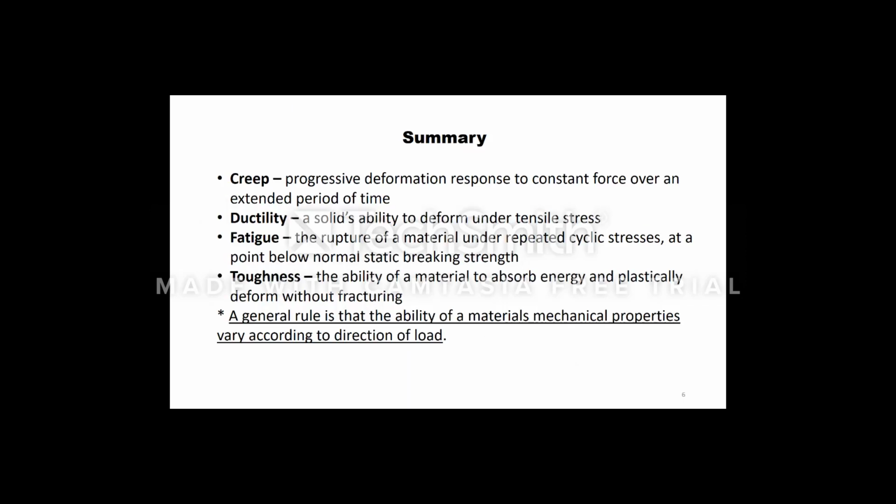So, on the next slide, I've decided to sum everything up for you. So once again, creep is defined as the progressive deformation response to constant force over an extended period of time. A material's ductility is defined as a solid's ability to deform under tensile stress. Fatigue is defined as the rupture of a material under repeated cyclic stresses at a point below the normal static breaking strength. And finally, the toughness of a material is defined as the ability of a material to absorb energy and plastically deform without fracturing. And a general rule of mechanics is that the ability of a material's mechanical properties vary according to the direction of the load.